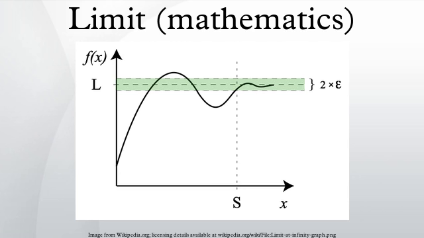Limit of a sequence. Consider the following sequence: 1.79, 1.799, 1.7999. It can be observed that the numbers are approaching 1.8, the limit of the sequence.